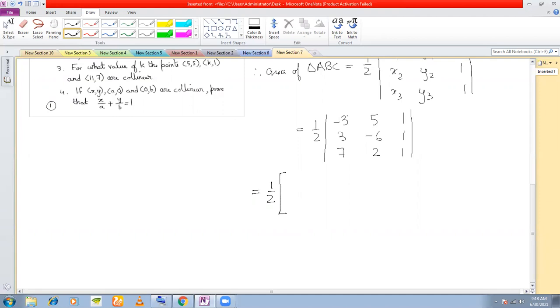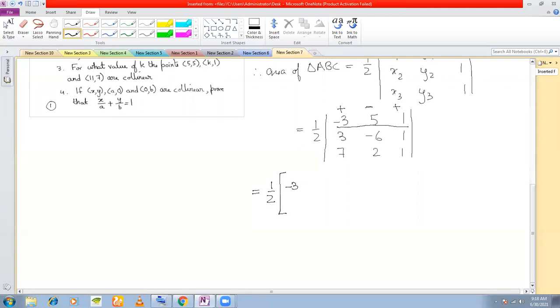Let's say we want to expand along the first row. So first we take this element, minus 3. What is this position here? This is a plus position. This is a minus position. This is a plus position. So plus of minus 3 is clearly minus 3.